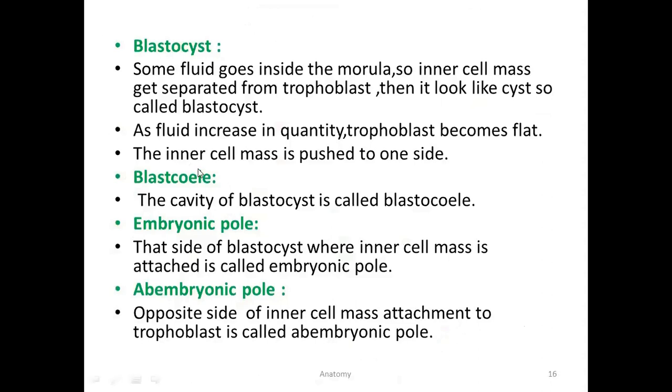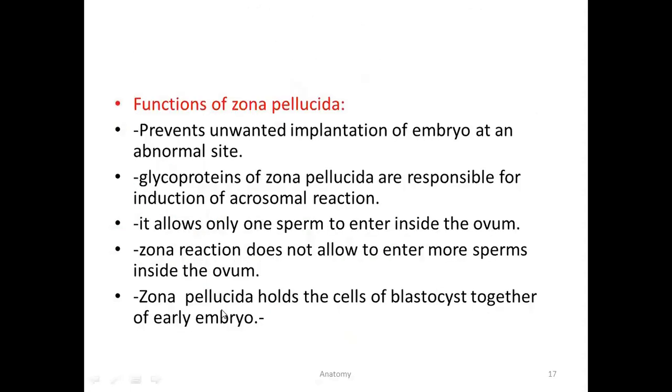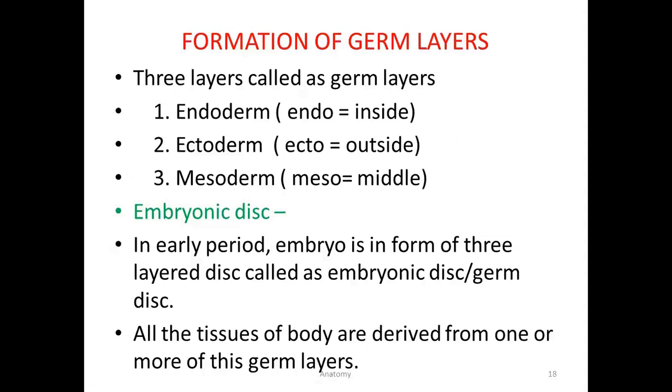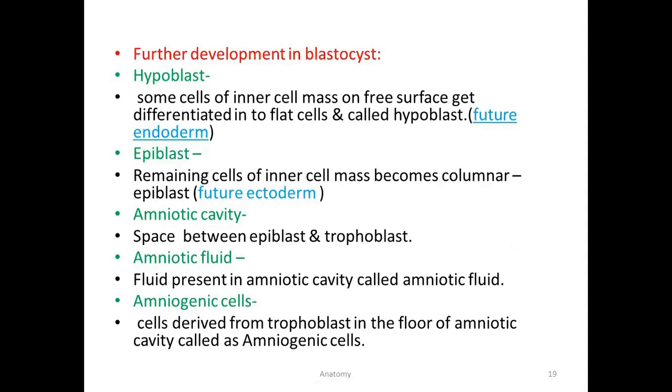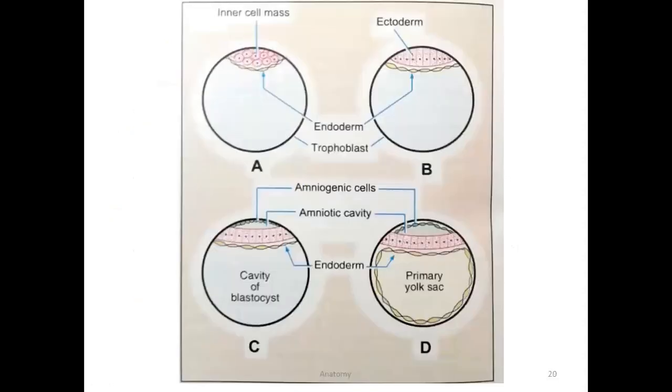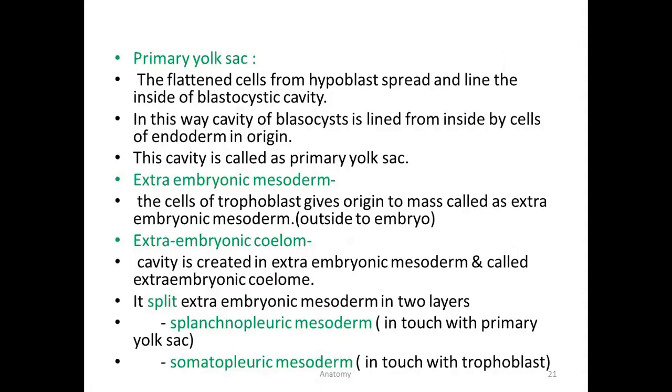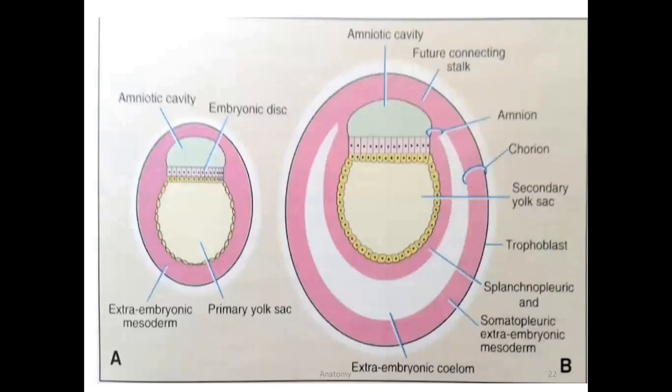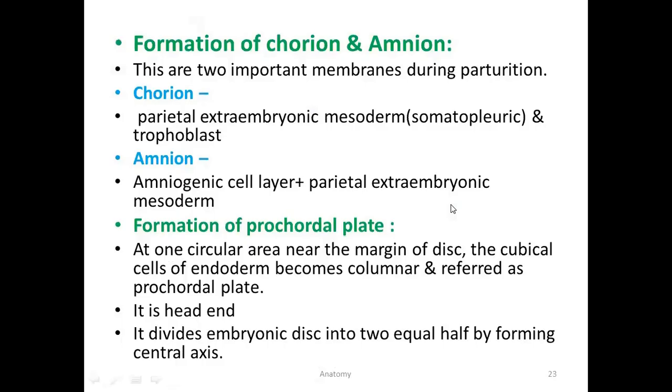Then we have seen the blastocele, embryonic pole. Then zona pellucida, we have seen what is its role. Then we have seen the formation of three germ layers, the endoderm, ectoderm, and mesoderm. Then further development, we have seen how they are forming. Then amniotic cavity, amniotic fluid, amniogenic cells, all that we have seen. Primary yolk sac, secondary yolk sac, extraembryonic mesoderm, along with coelom, we have seen. We have explained this diagram with various parts last time. Then we have seen amnion and what we mean by chorion, that also we have seen last time.